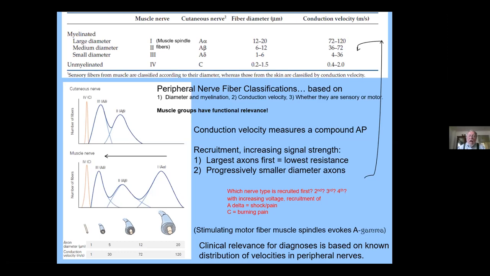And the reason why is because what are you doing? You're increasing signal strength. How are you increasing signal strength? Well, if you have your largest axons, they have the lowest resistance simply because of the myelinization. And then progressively smaller diameter axons, unmyelinated fibers, are going to have a greater amount of leakiness and things like that. So that C-type fiber probably has the worst kind of pain. So-called first pain, burning pain, versus the second type of pain, which is described as throbbing pain and things like that.